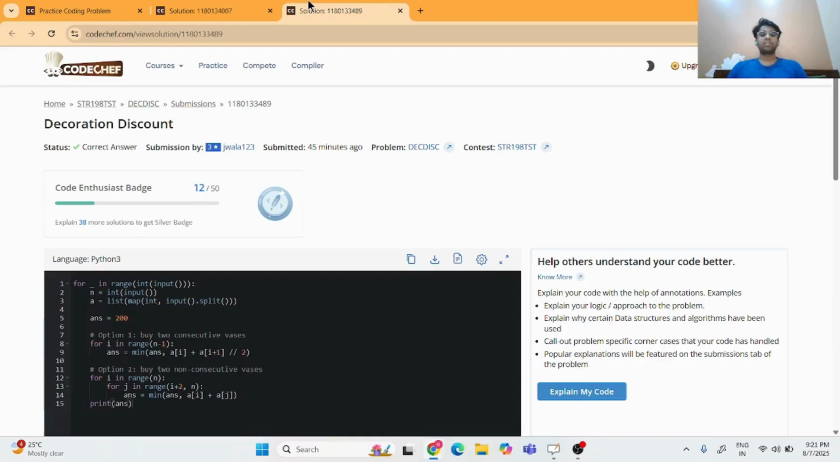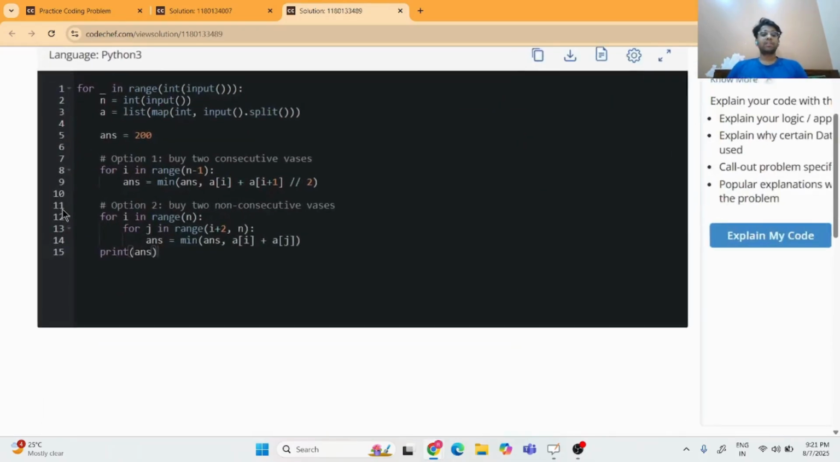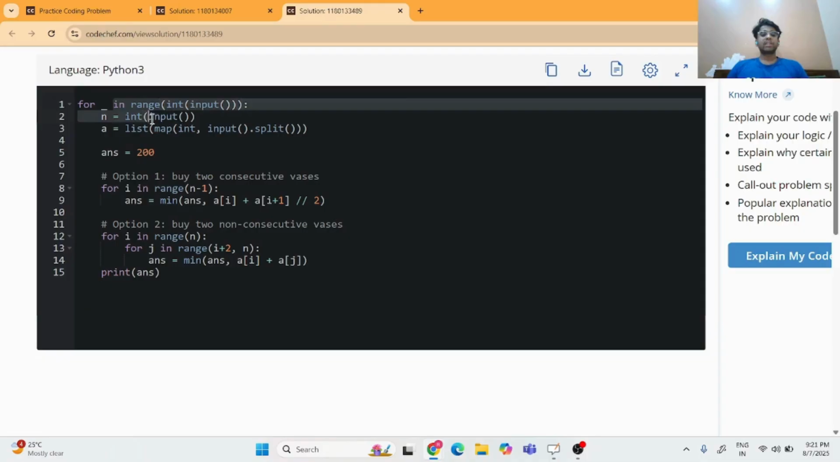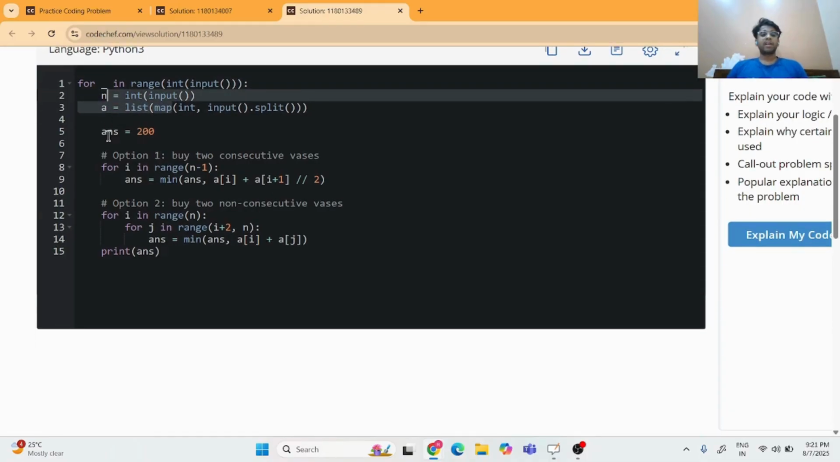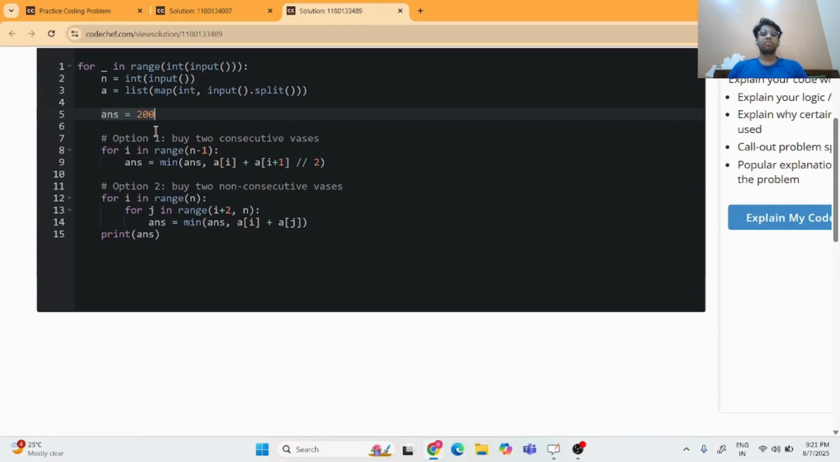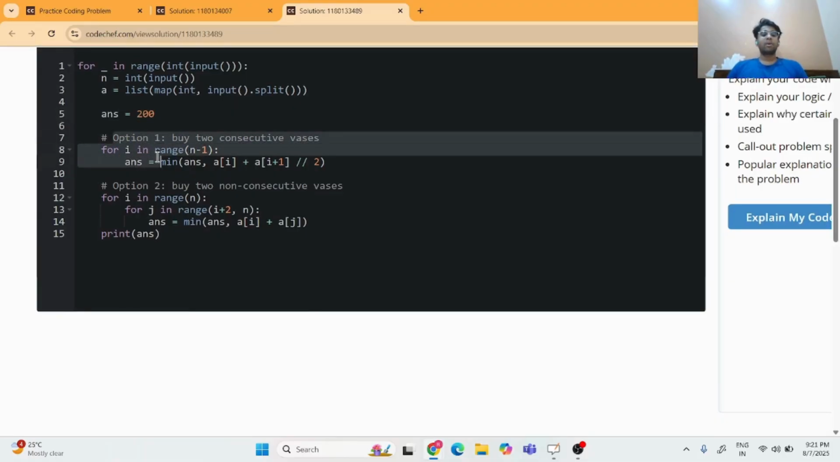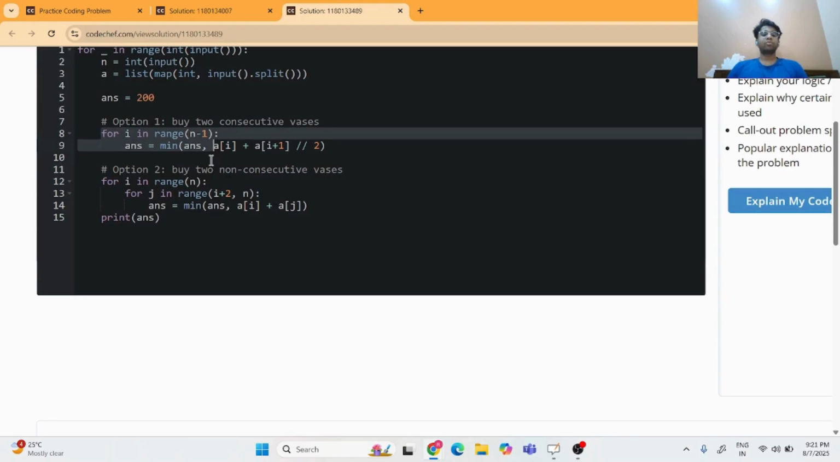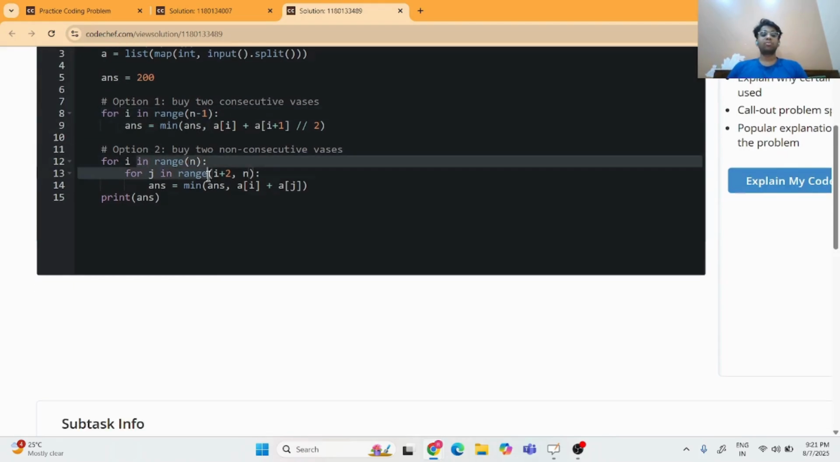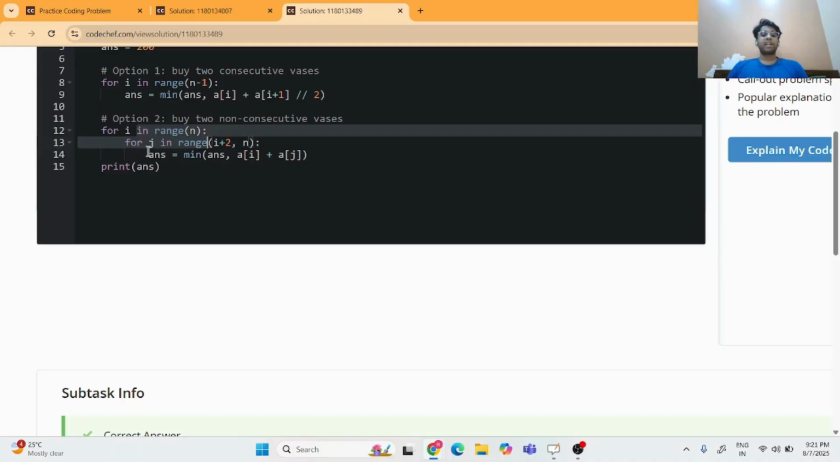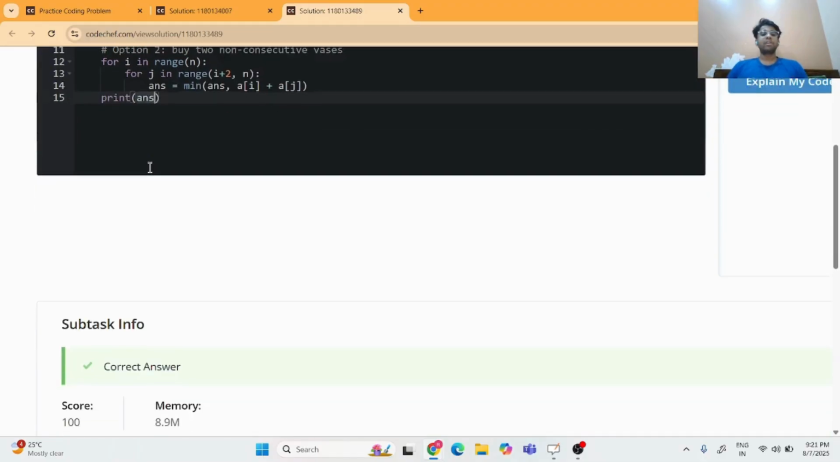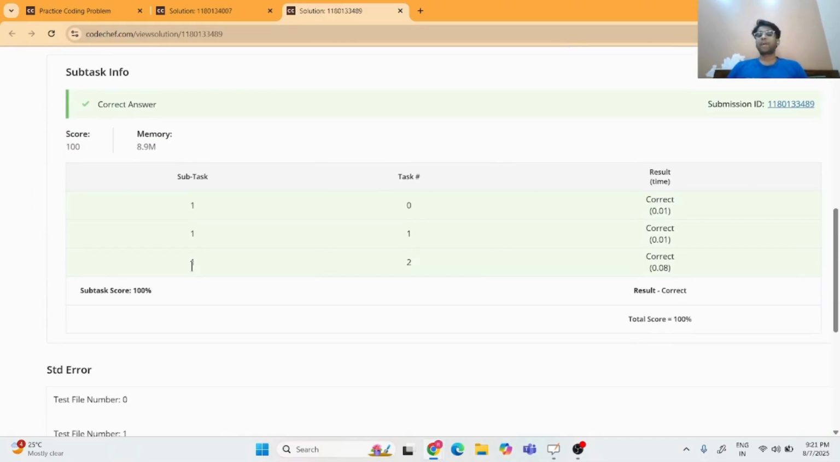Now let's move toward the Python code. This is my simple Python code. I took the input for all the test cases as well as my array. I initialized the answer variable equal to 200. Over here, I'm going for option one, that is the first criteria, where I go through buying the two consecutive vases. Over here is the case of two non-consecutive vases. At the last, I store the minimum of them in the answer variable, and I print it over here. And as you can see, I have got my Python code right.